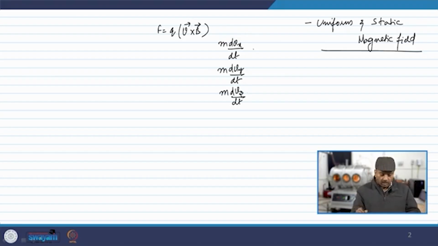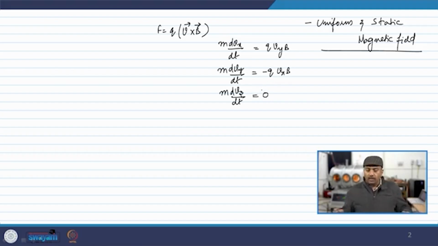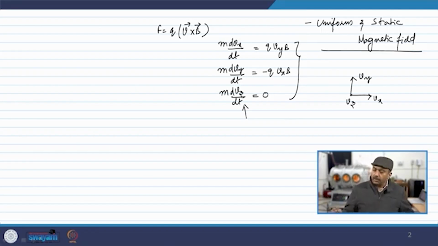So, m dVx by dt is q Vy B, m dVy by dt is minus q Vx B, and m dVz by dt is 0, right. So, the meaning of this is that the magnetic field will not be able to influence the z component of the velocity. So, we have Vx, Vy and Vz, with, let us say, the z direction pointing out of the paper, right. Now, we are going to refer to Vx and Vy as the V perpendicular, the perpendicular component of velocity, and Vz as the parallel component of velocity.